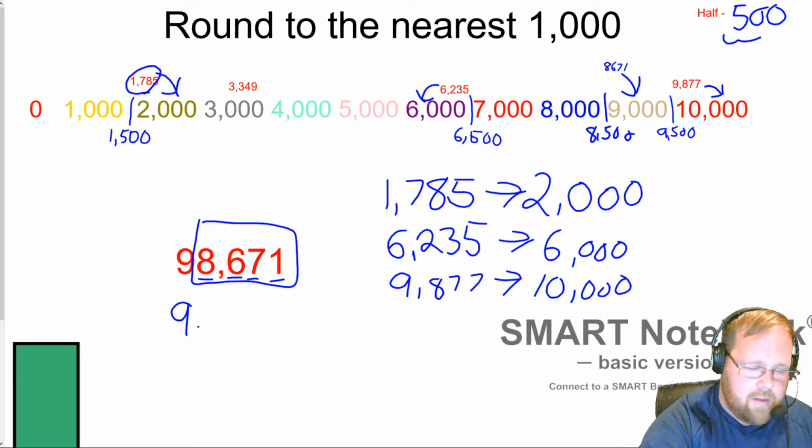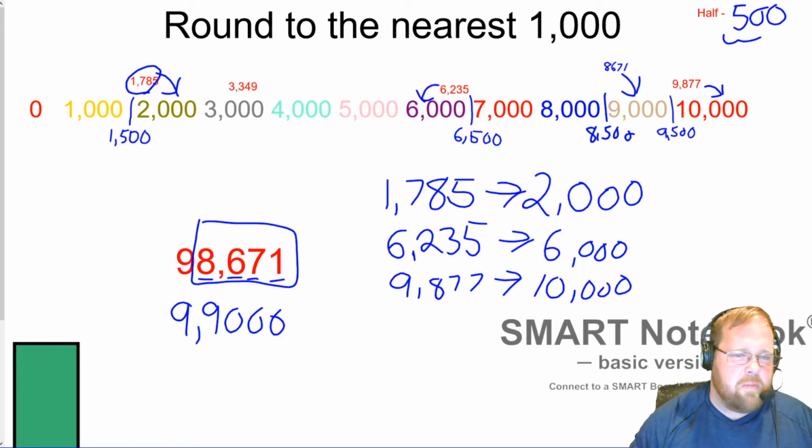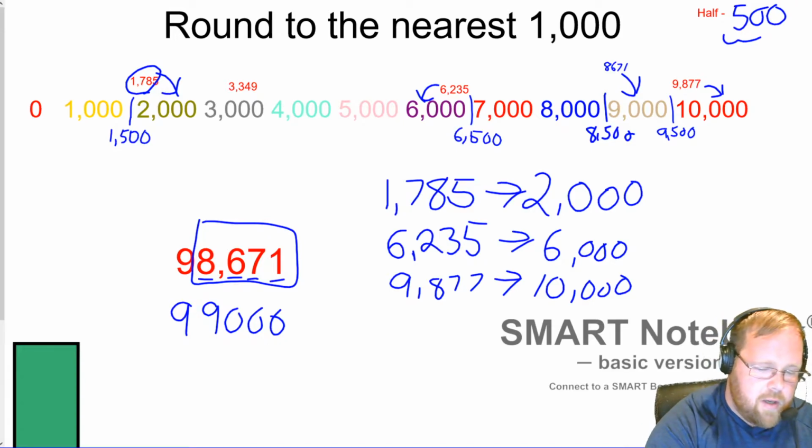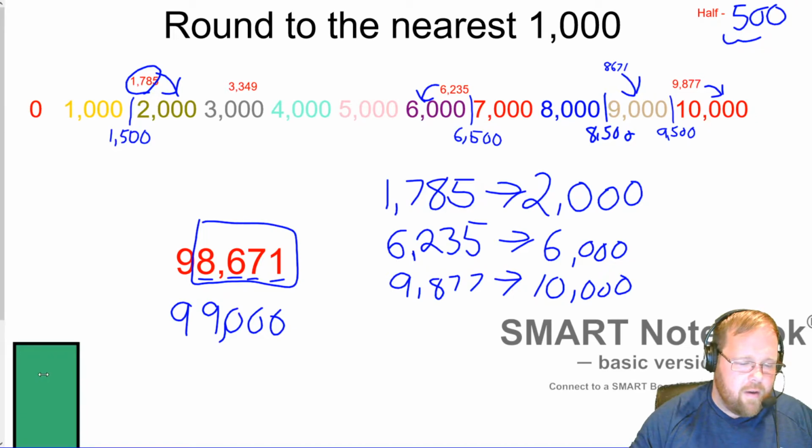So we'll make this 9,000. Whoopsies. See? Even teachers make mistakes. That looks pretty silly if you ask me. So 99,000 is your final answer. Try this one on your own. Give it a try.